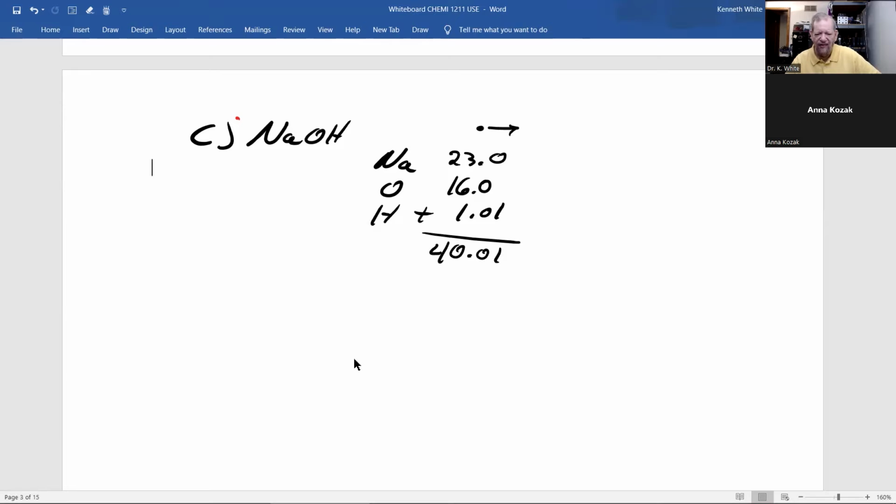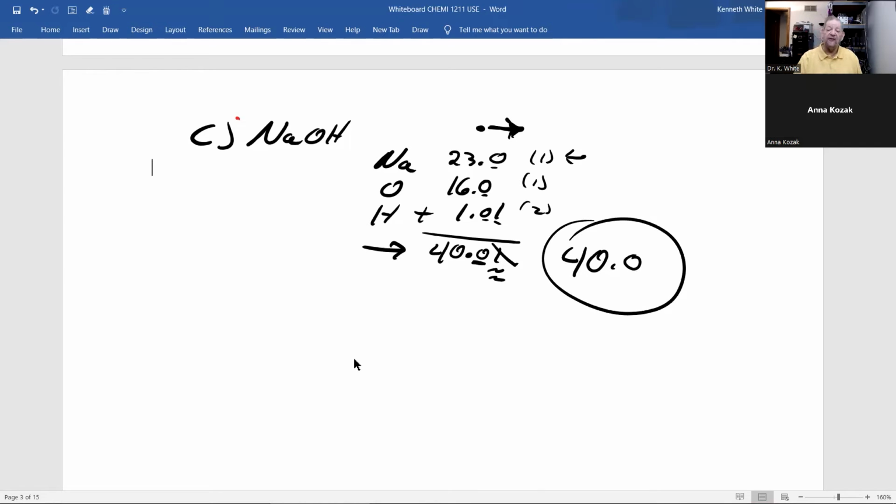Remember, when you add, the answer should have the same number of significant figures to the right of the decimal as the number that has the fewest significant figures to the right of the decimal. This has one significant figure, 1, and this has 2. Which is the lowest number? 1. So we have 1 past the right of the decimal. Keep this 1, use this to round off. That's 4 or less. I'll drop it. And the correct answer here is 40.0.